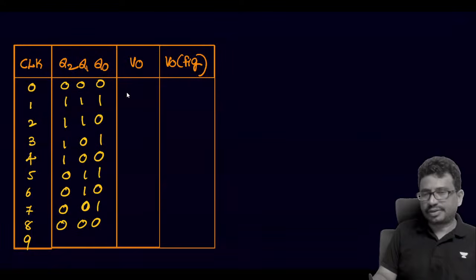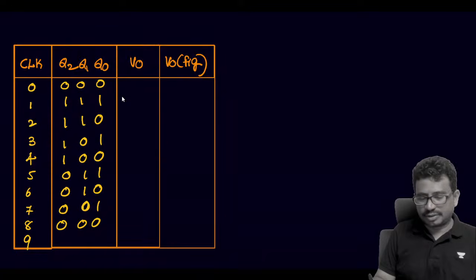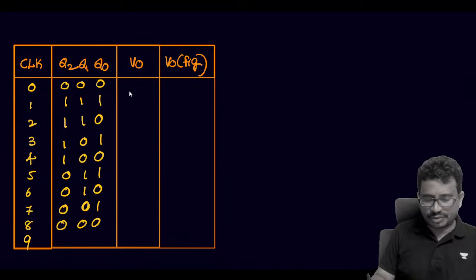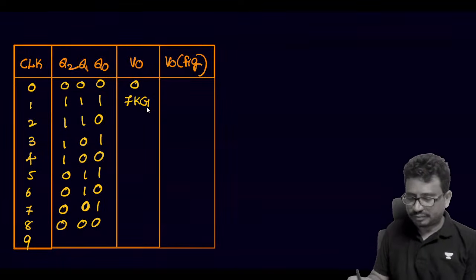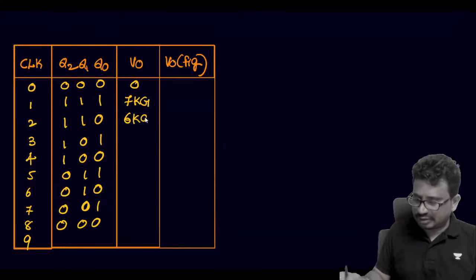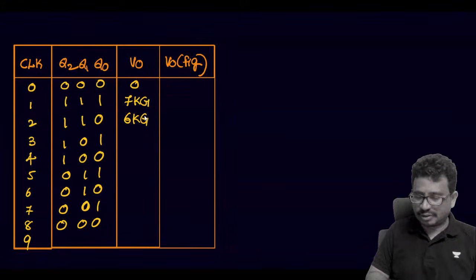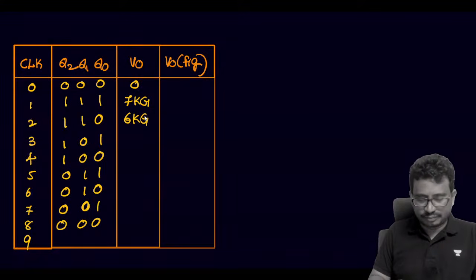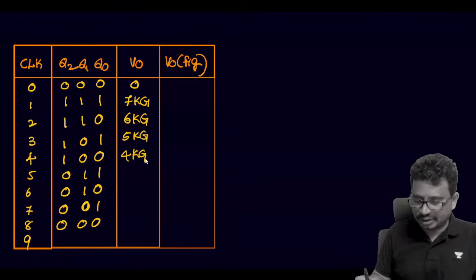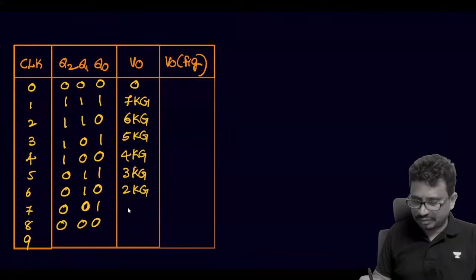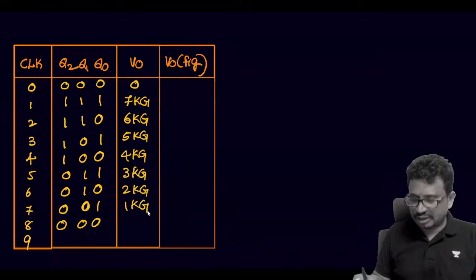And what is the V naught? V naught will be 0. Now it will come as 7 into K, that is 6 into K, 6 into K. Next we get 5 into K, 4 into K, 3 into K, then 2 into K, so this is 1 into K. Like this it will come.